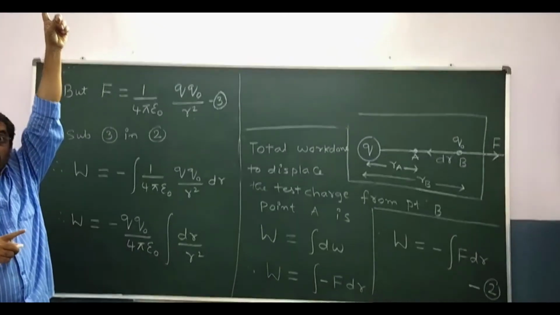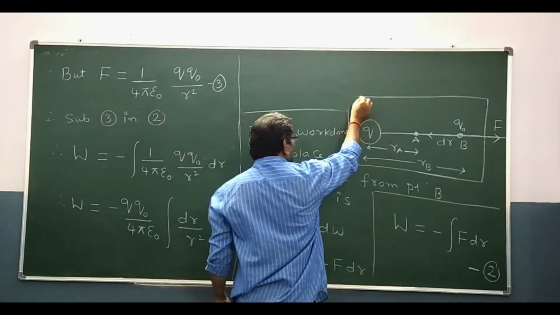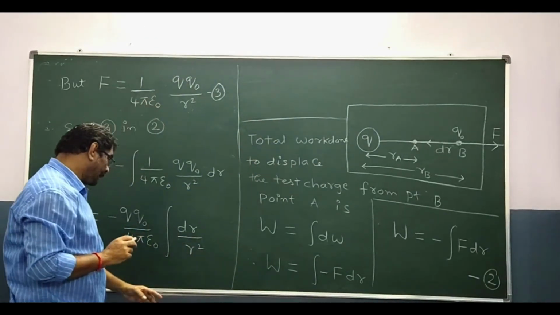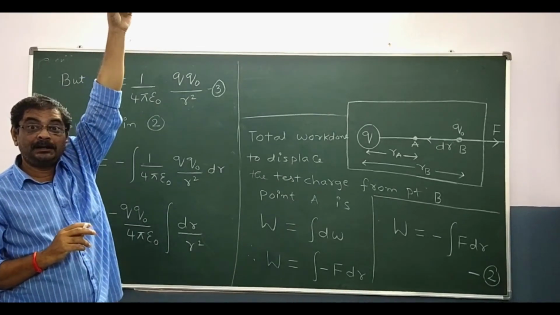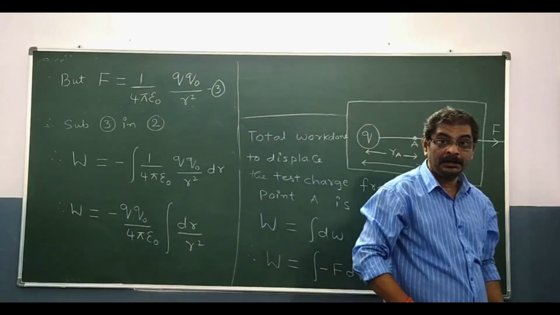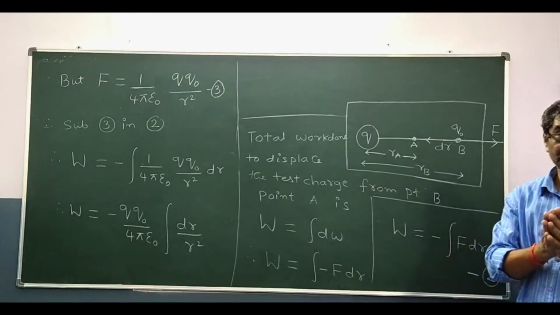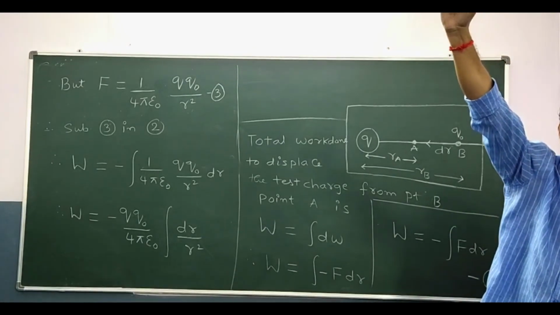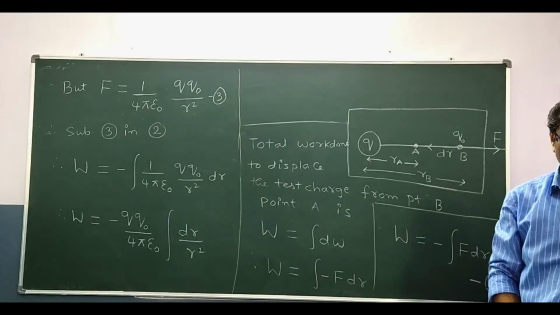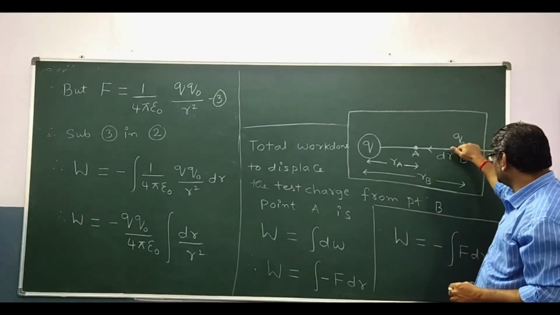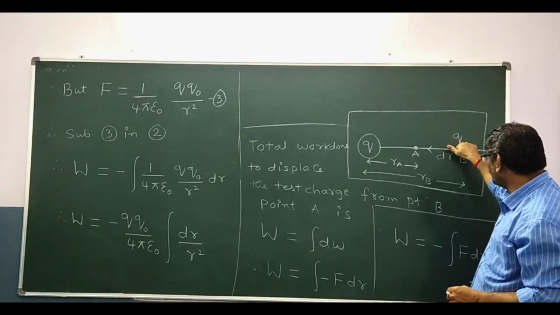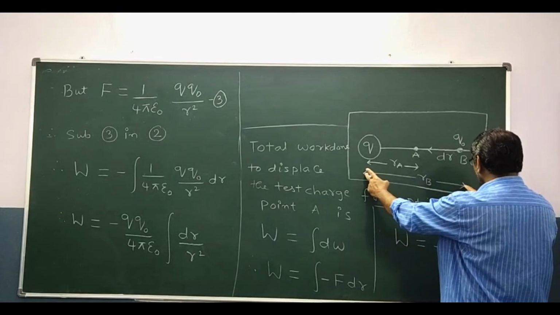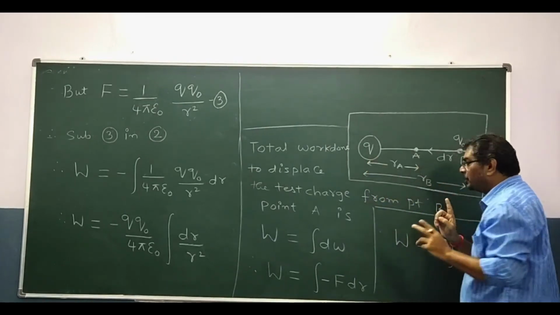Now one more important thing you need to remember. Can anybody tell me what will be the limits of integration? Meaning, what will be the lower limit and what will be the upper limit? Very simple. We are displacing the charge particle from point B to point A. That's the reason why the lower limit will be RB and the upper limit will be RA.